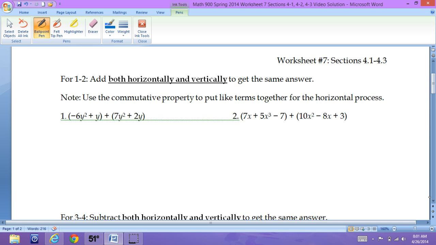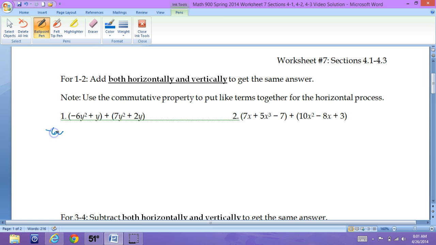So for numbers 1 through 2, we're going to add both horizontally and vertically. Note, use the commutative property to put like terms together for the horizontal process. Now some of these are simple and straightforward enough that you can just look, if you understand what combining like terms means, and actually do it, but we're going to show the process.